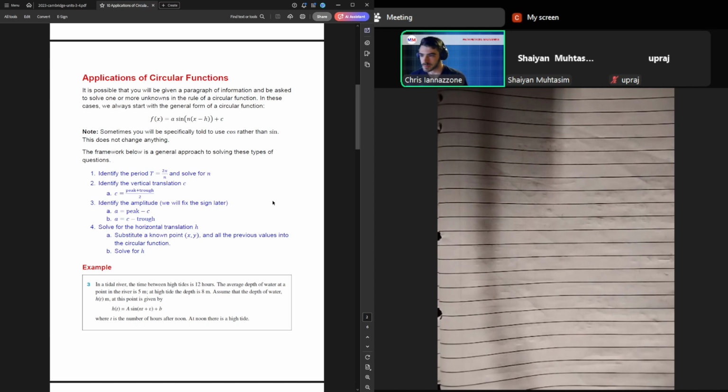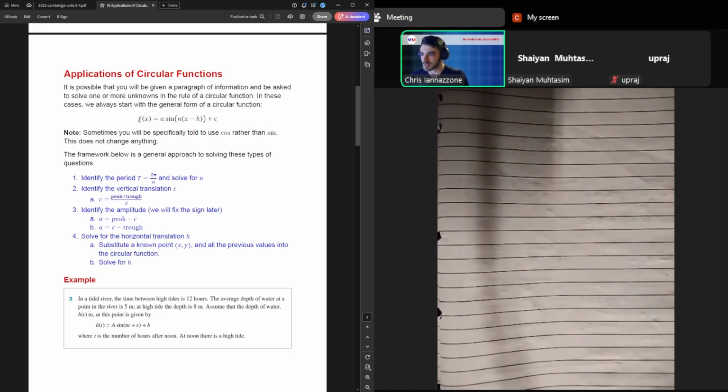Okay, so this class is going to cover the applications of circular functions. Fundamentally, we're looking at questions that have an extended response style. There's a bit of a story behind what that circular function is detailing, and it's our job to take that information and convert it into either equations or key information that allows us to solve the circular function.